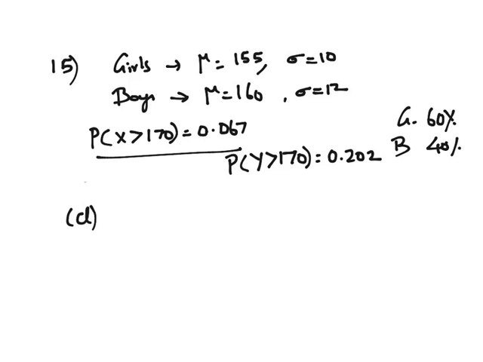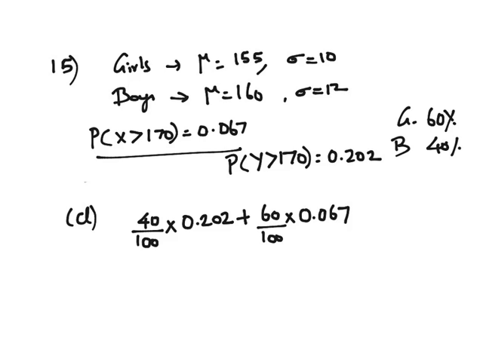So the probability of selecting a boy is 40 by 100, and the probability that the boy's height will be more than 170 is 0.202. Or I can select a girl, right? So 60 by 100, and the probability of her being more than 170 centimeters is 0.067. Fine, you can use a calculator to find this answer.